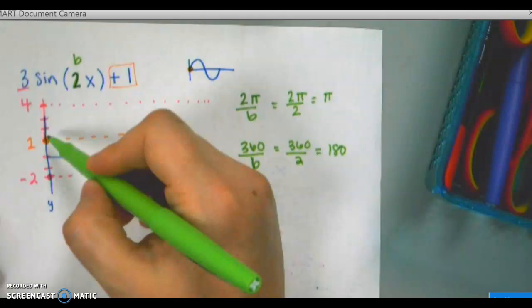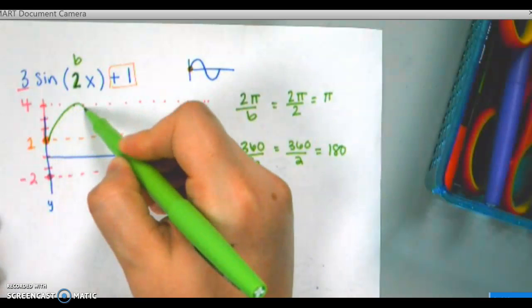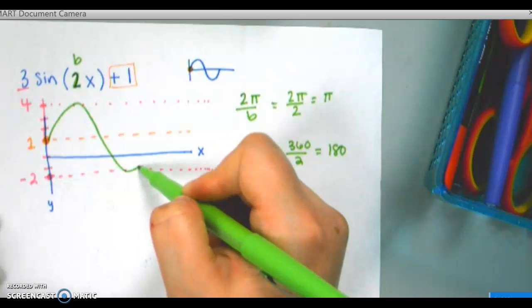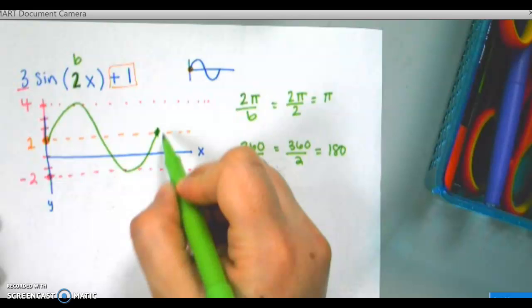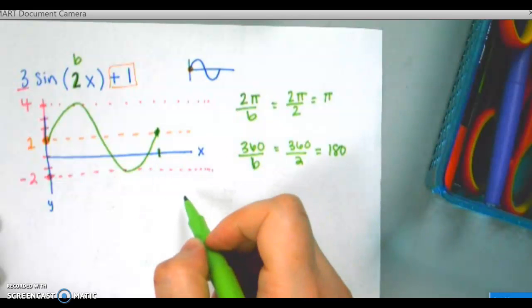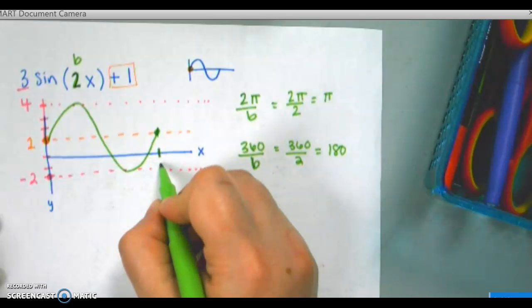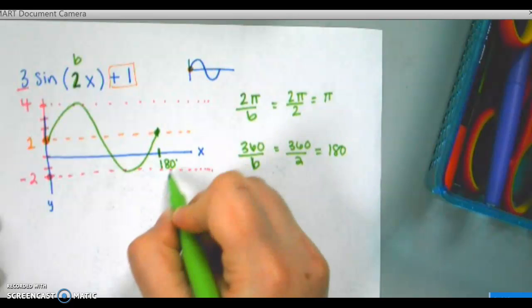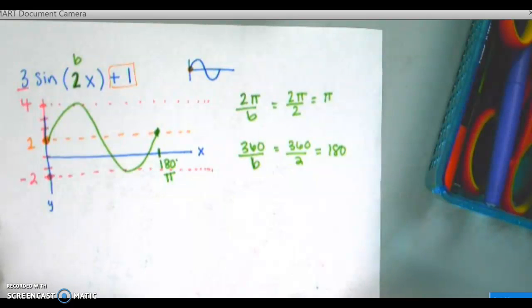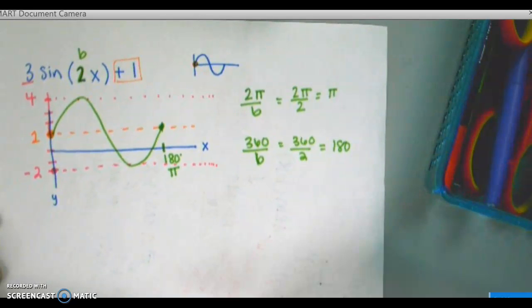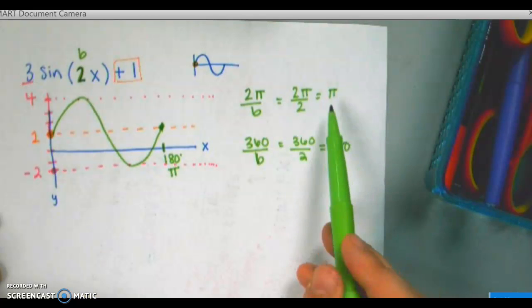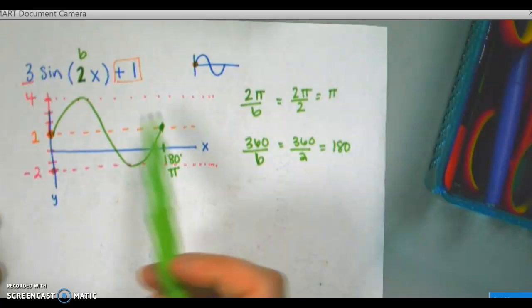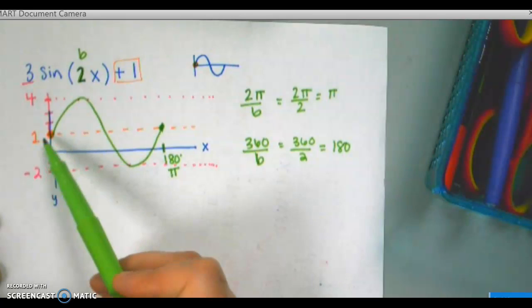So that means my graph is going to go up, down, and back up. And this number right here on my x-axis is 180 or pi, however you want to label it. But my amplitude was 3. My period is pi or 180, whichever you have. And my midline is at +1.